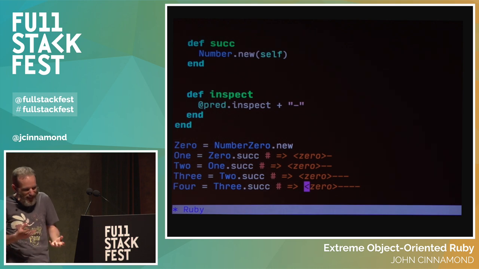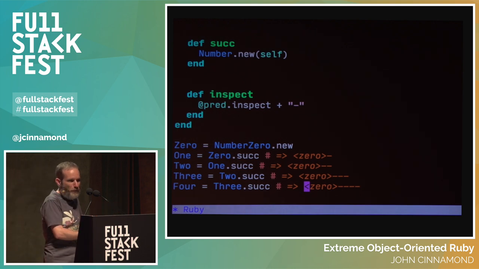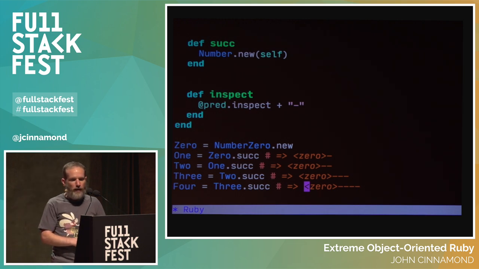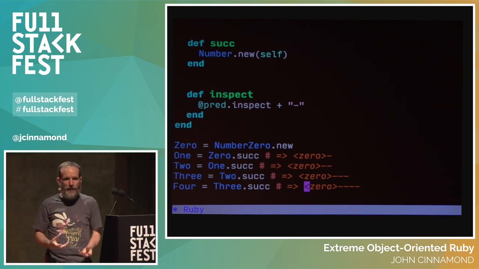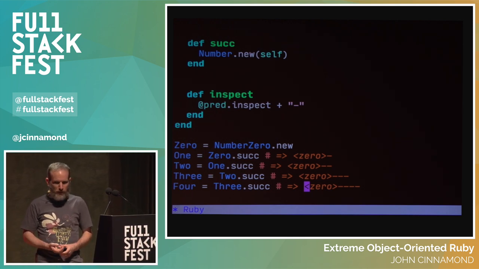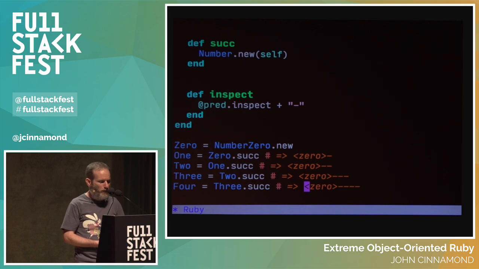But it still doesn't really act like a number. We can't say this is a number yet, this is just an infinite sequence. So I need to add some behavior. And I'm going to start with addition. Addition is a kind of fundamental concept with numbers. So how do we add 2 numbers together in a pure OO way?